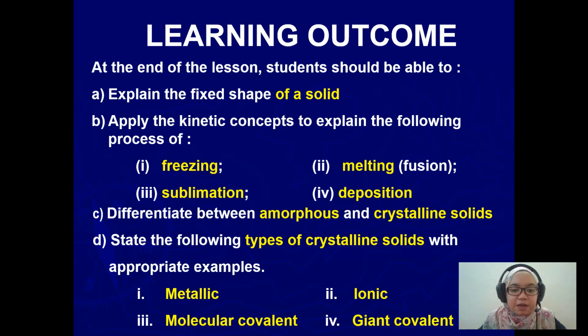The first one is metallic solid. Second one is ionic solid. The third one is molecular covalent solid. And the fourth one is the giant covalent solid. Okay, so without further ado, let's get started.